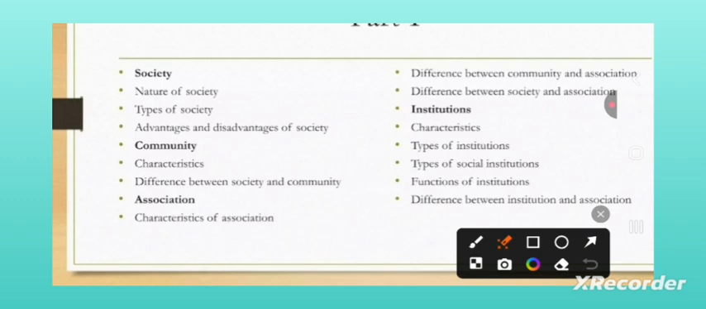Functions of institutions: simplify social life, provide stability, control behavior, and maintain social order. Difference between institution and association. Association, a group of people, membership, concrete and visible. Institution, a set of rules, procedures, modes of behavior, abstract.